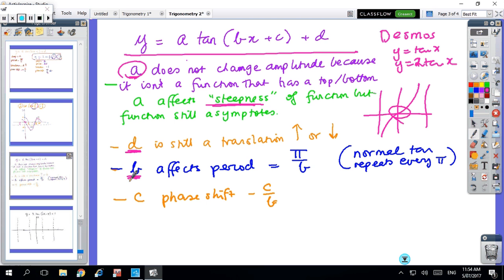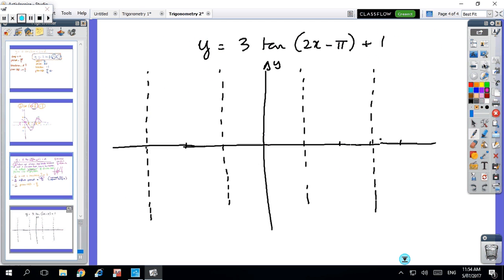The B value still affects the period, but rather than 2 pi, you get pi on B. And C is still a phase shift, and again I've put a plus sign there, so you take the opposite and divide by the coefficient of x. Okay, so copy that and come across when you're ready. Again, as I said, Desmos is a good sketching tool. We're covering tan, but I'm not saying I'm going to test tan in a test situation, you just have to be aware of it.